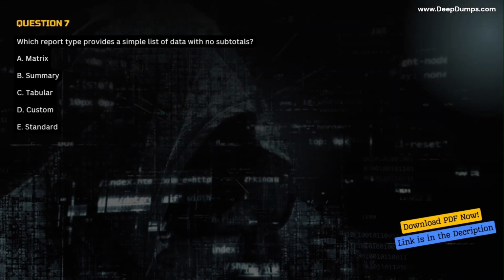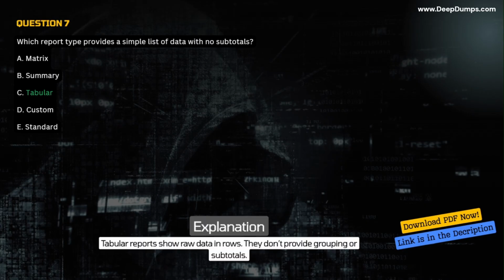Question 7. Which report type provides a simple list of data with no subtotals? A. Matrix. B. Summary. C. Tabular. D. Custom. E. Standard. Correct answer, C. Tabular. Explanation. Tabular reports show raw data in rows. They don't provide grouping or subtotals.